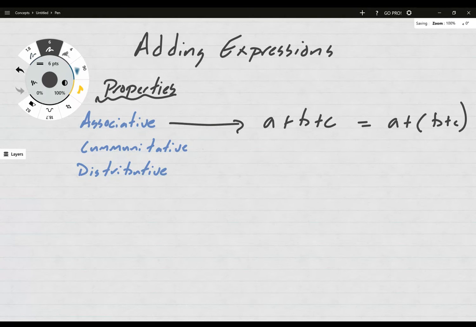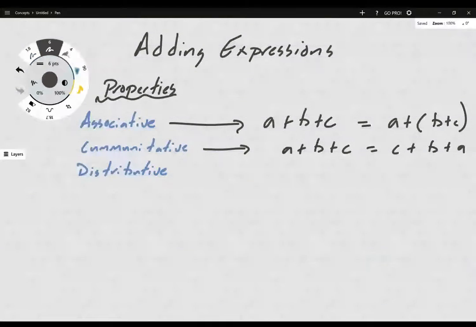Now with the commutative property, it's how you rearrange them. So if I have A plus B plus C, that's still going to equal C plus B plus A. Because again, if you were just adding values together, it's still going to get the same amount no matter which way you add them. It doesn't matter the order.